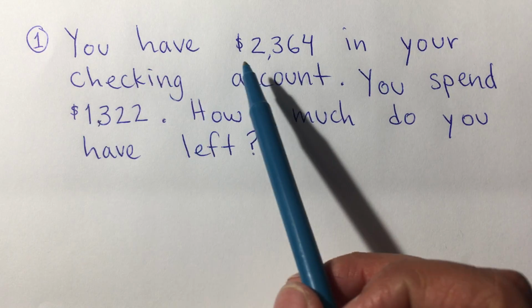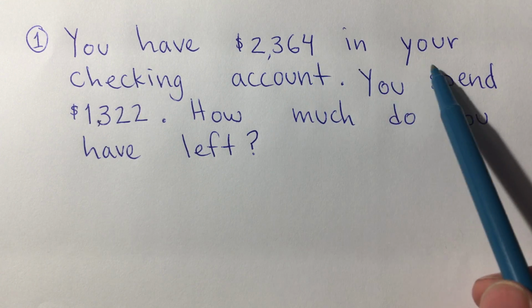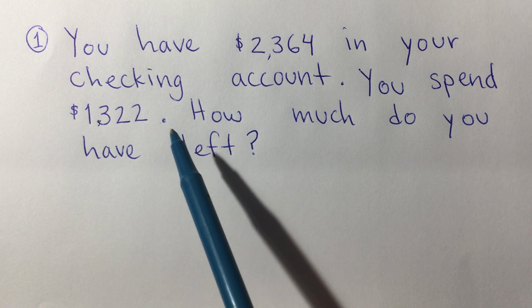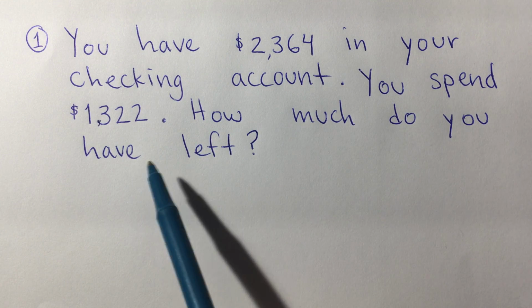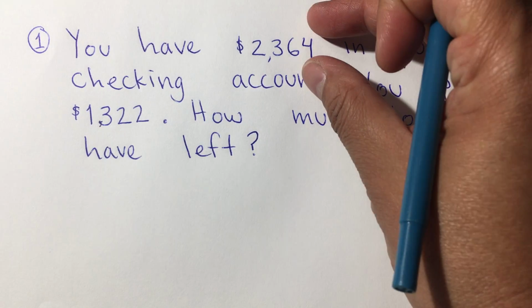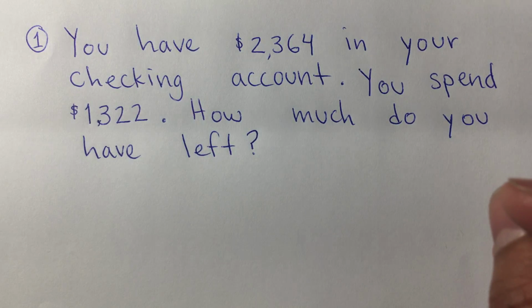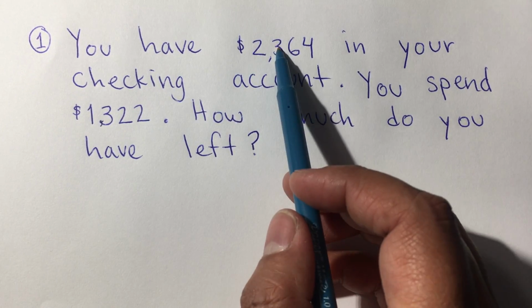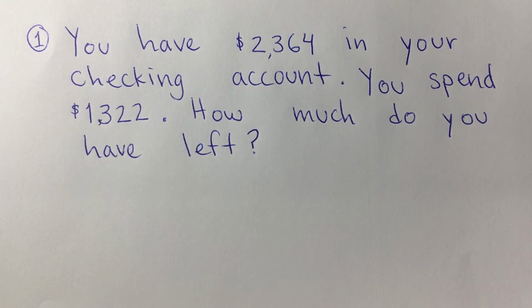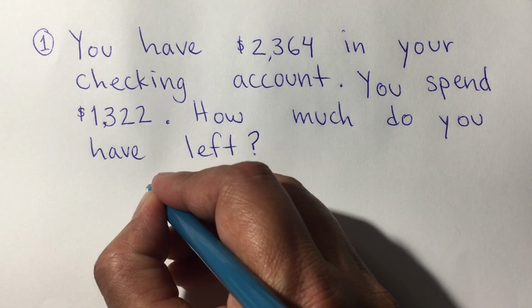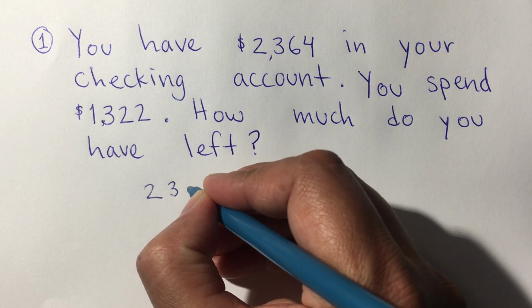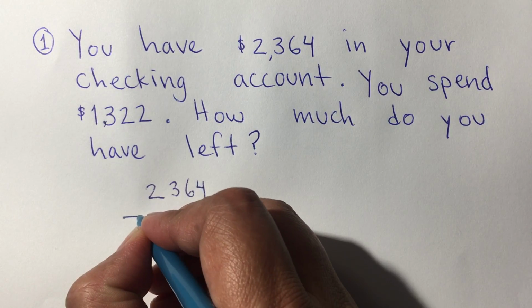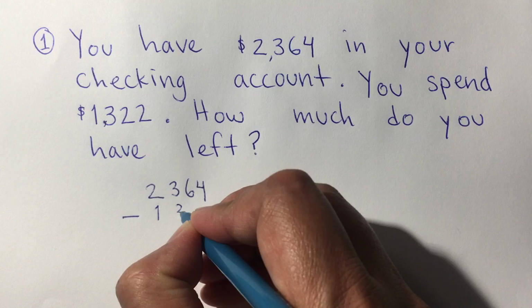Number 1 says, you have $2,364 in your checking account. You spent $1,322. How much do you have left? So you start with an amount, you spend some of that amount, and you have to align ones with ones, tens with tens, hundreds with hundreds, and thousands with thousands. So we're going to put whatever you start with on the top, 2,364, and then you're going to take away 1,322.